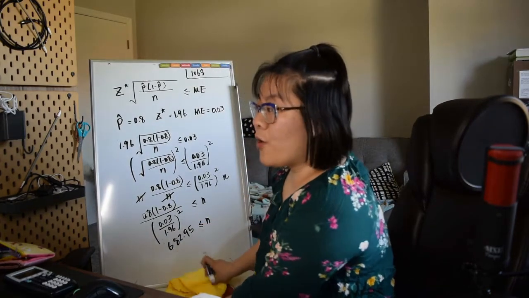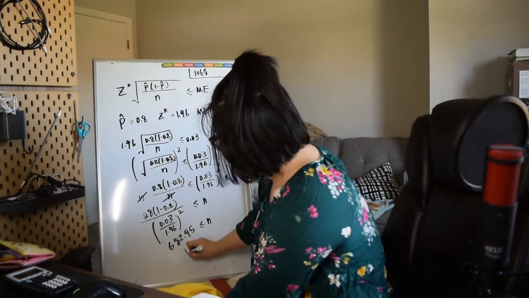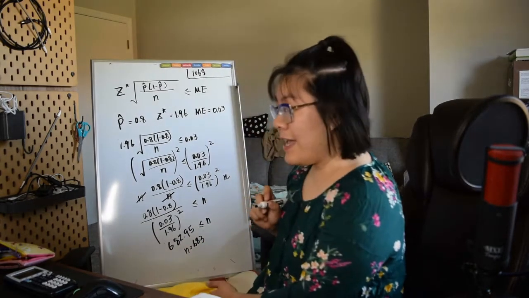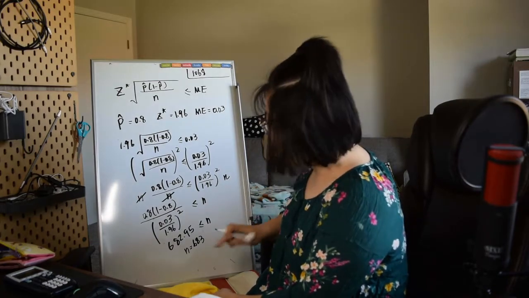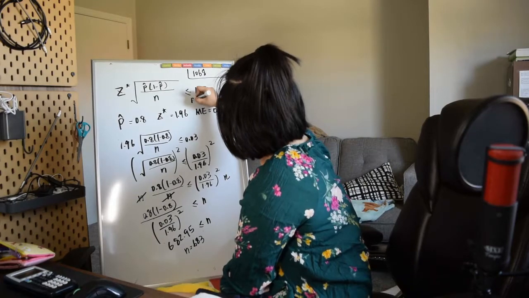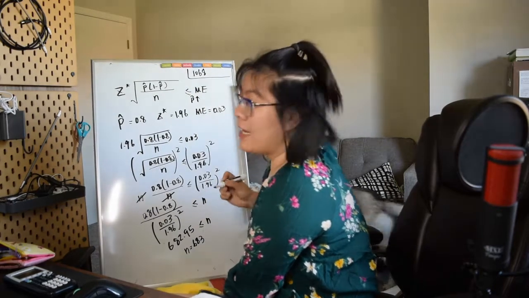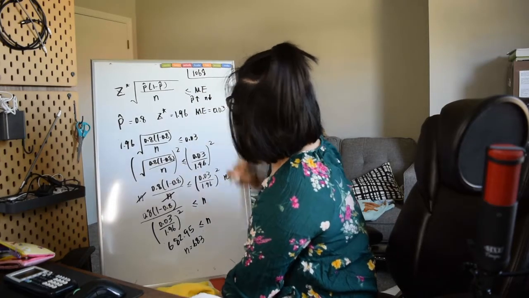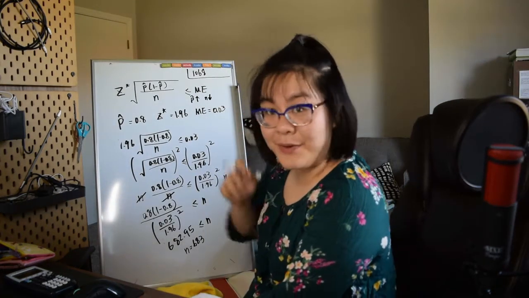Okay, so we want to find the first integer greater than that, so that will be 683. Okay, so over here we get a conclusion. When the proportion gets larger, then your sample size will get smaller.